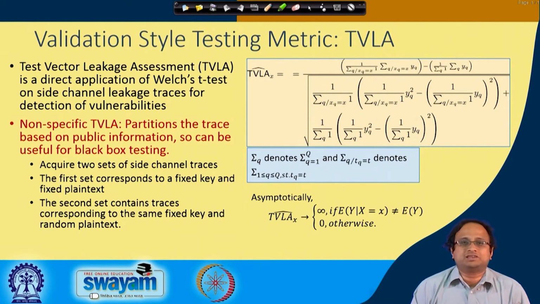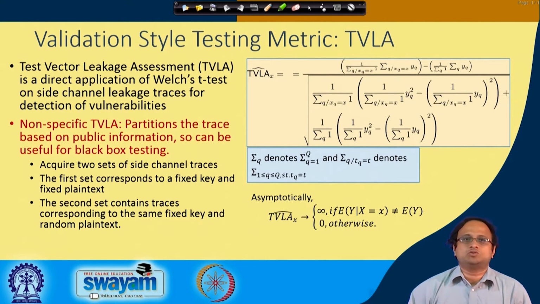In the non-specific TVLA, you partition the traces based on public information. The public information could be just plain texts. The plain texts are available without even knowing what is done internally, and therefore it is a black box approach.